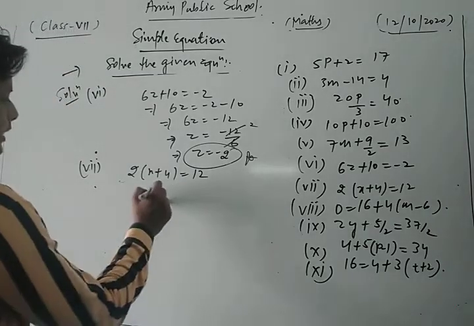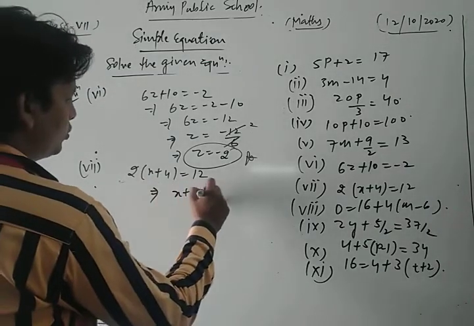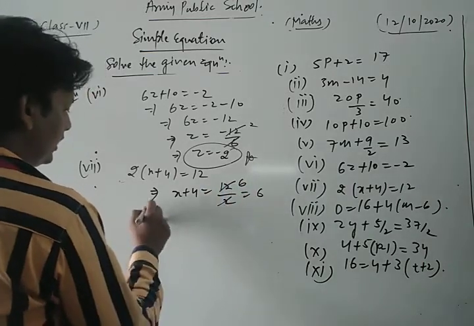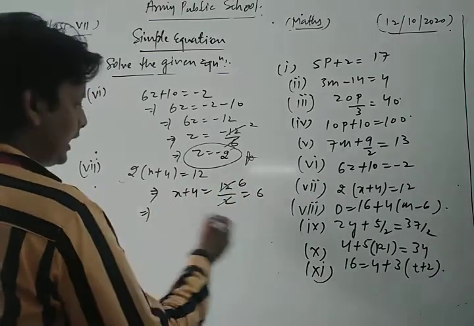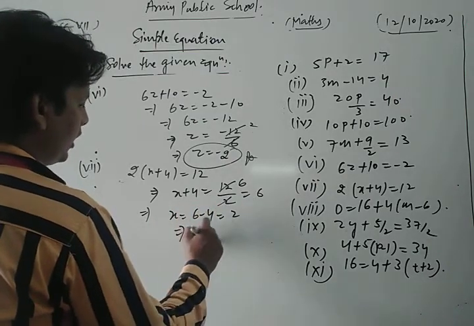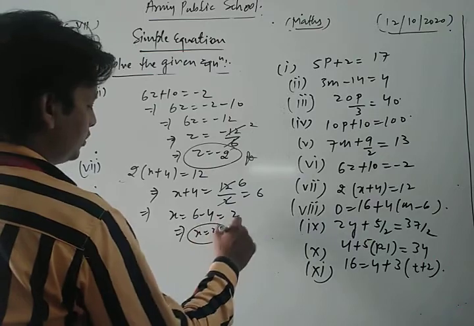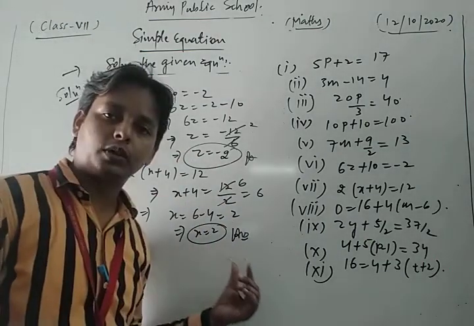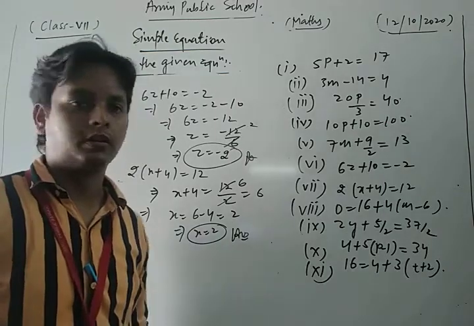So we can write it in this way. x plus 4 is equal to 12 upon 2. 2 sixes are 12. That is 6. Now we transfer 4 to that side. So x is equal to 6 minus 4, that is 2. Thus the value of the variable involved in this equation is x is 2. So here x is equal to 2 is the required solution of the given equation.